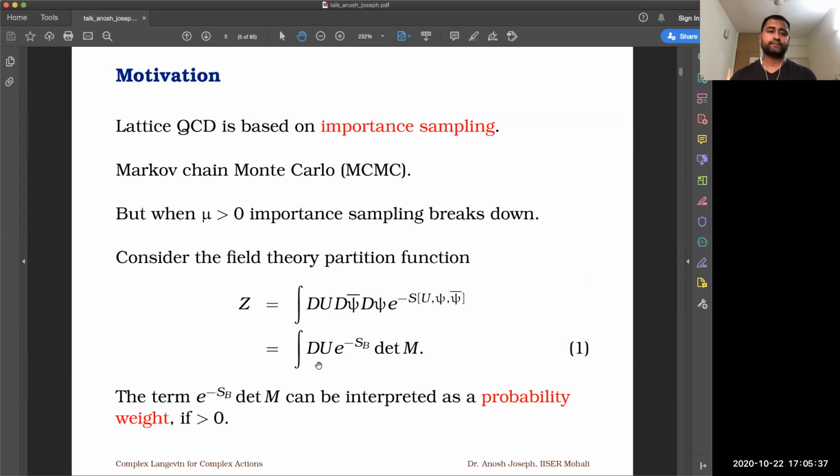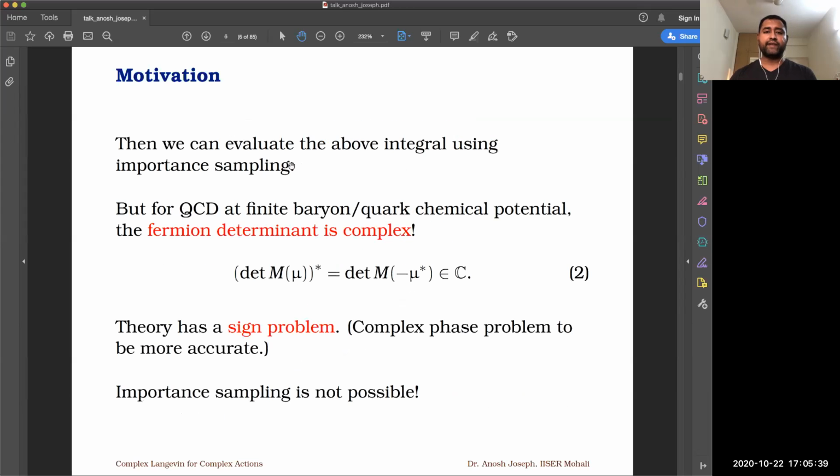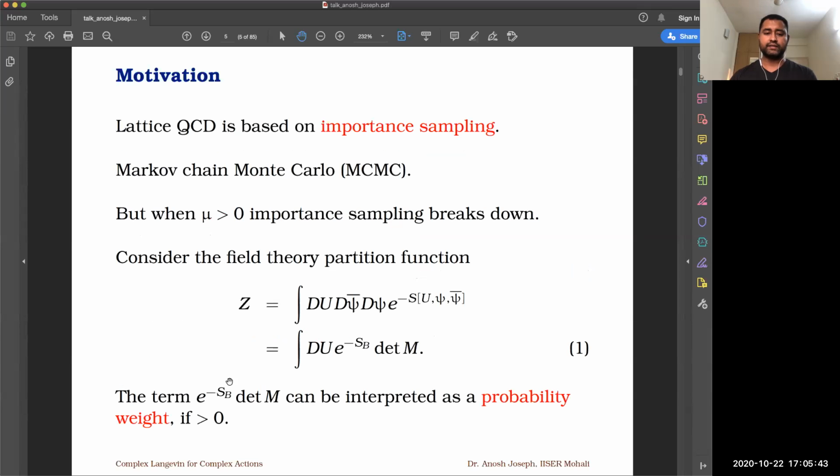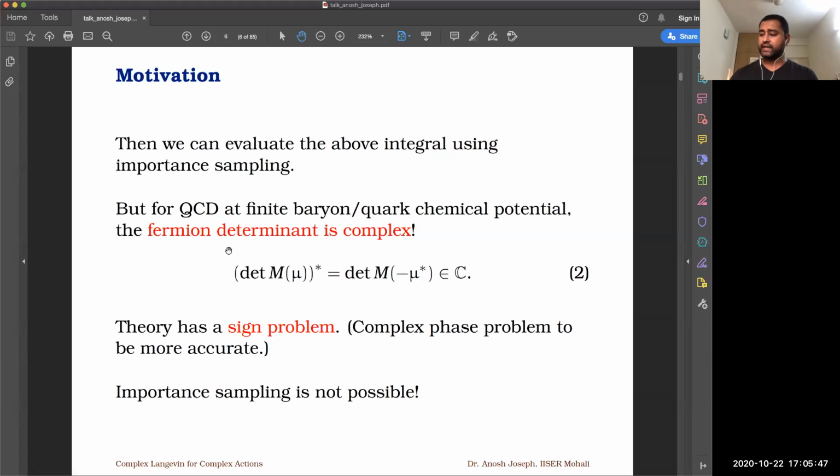Importance sampling doesn't work. We can evaluate this integral using importance sampling, assuming that this object is greater than zero. But for QCD at finite baryon or quark chemical potential, the fermion determinant is complex. So this theory has a sign problem. To be more accurate, we should say that it has a complex phase problem. When the determinant is complex, importance sampling is not possible. It breaks down.